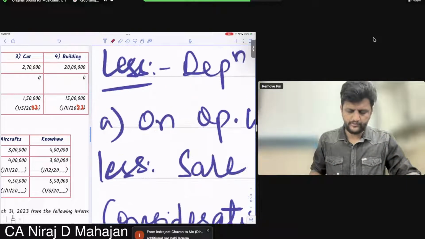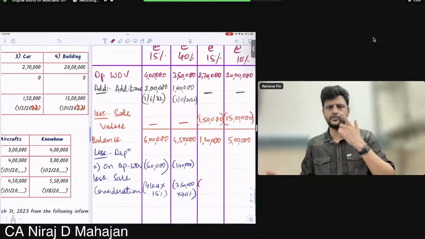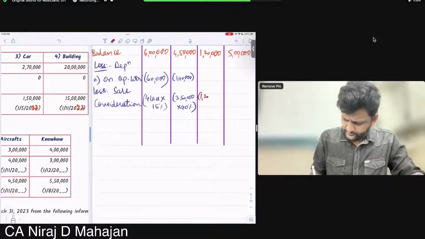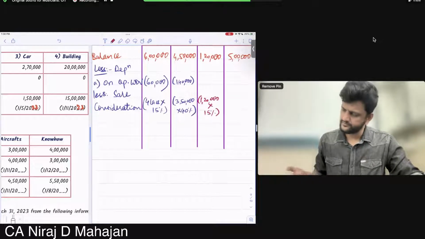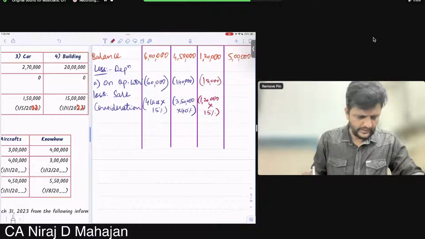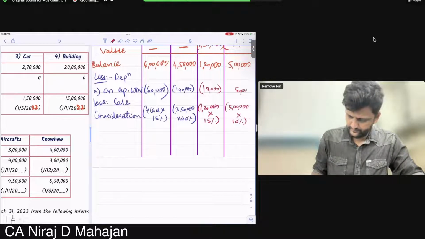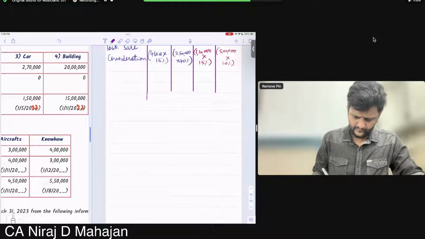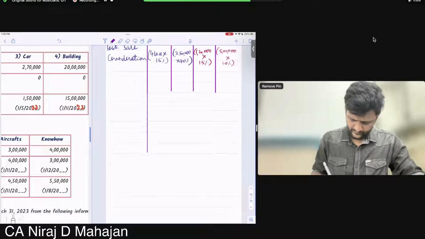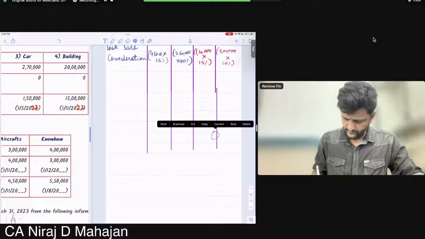I'm just writing on opening minus sales. We'll take depreciation on additions also. Now on what amount? Opening minus sales was how much? 1,20,000 into 15%. It is a car, no? 15%, 18,000. And lastly here, on 5 lakhs, 10%. Okay, all of you?